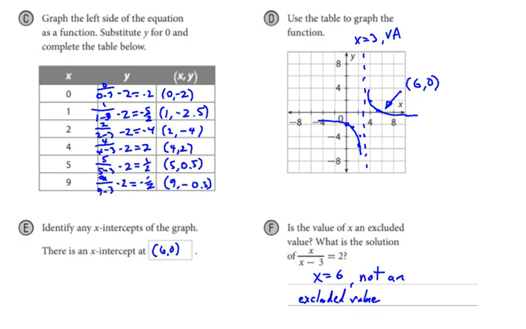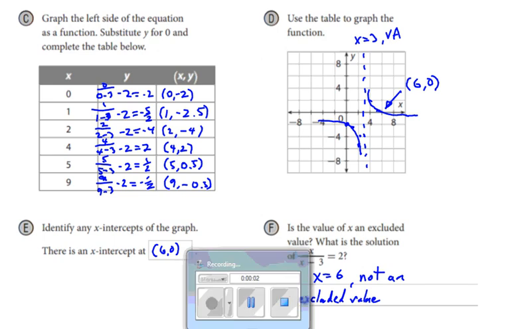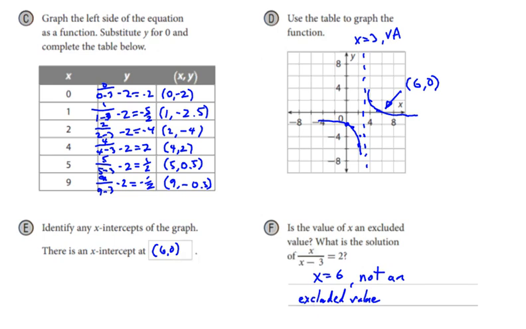So that's how we can solve by graphing, and we can solve rational equations and just about any other equation you can think of by graphing. So that's a technique that you can bring to bear for just about anything you do.